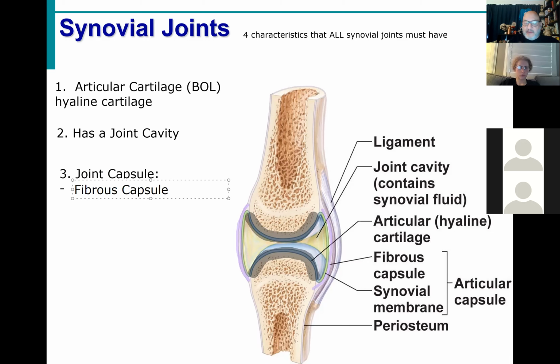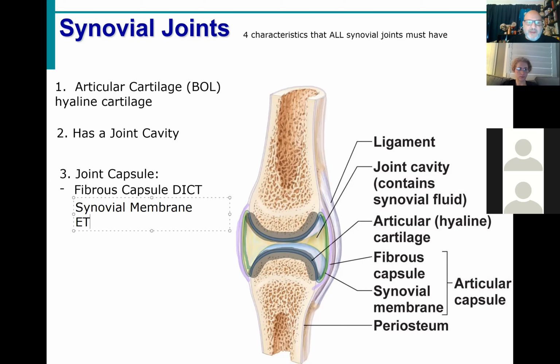This fibrous capsule, like I said, is a dense irregular connective tissue, and its job is to hold the bones together, give some strength, give some integrity. However, notice also on the inside of this is a little green line. And that little green line that is lining the inside of that joint capsule is that synovial membrane we talked about in the last section.